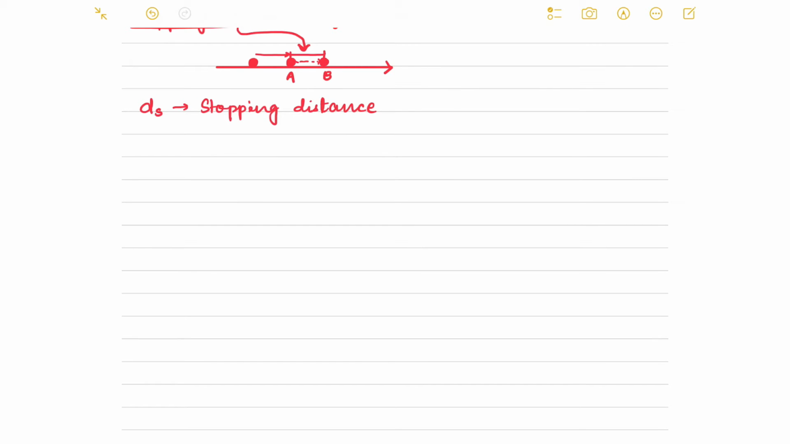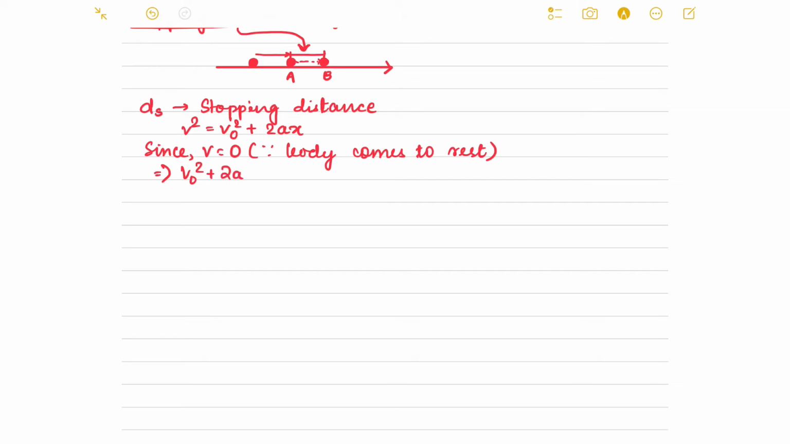Now from the third equation of motion, we have v square is equal to v0 square plus 2ax. Since v is equal to 0 as the body comes to rest, we can write v0 square plus 2ax is equal to 0, which implies that v0 square is equal to minus 2ax, or minus 2a ds.